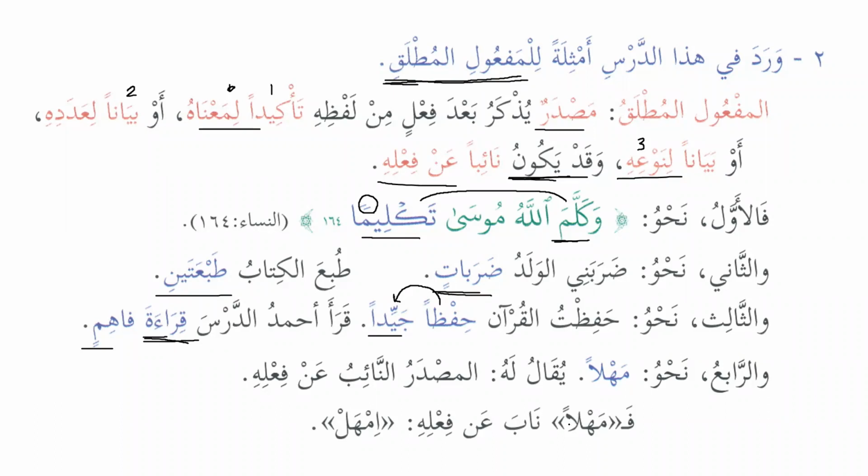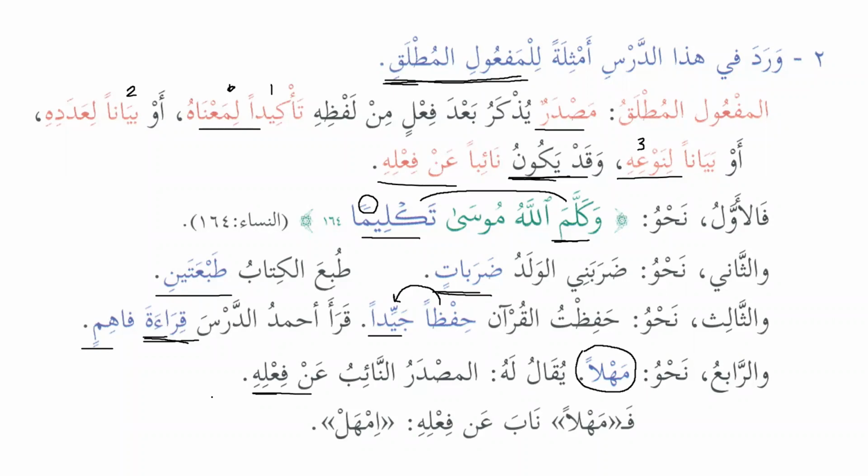والرابع, and the fourth one, mahlan. So when we say mahlan, yuqalu lahu, it is called al-masdaru an-naibu an fi'lihi, that basically this masdar is the deputy of the verb. What does it mean? فَمَهْلًا نَابَ عَنْ فِعْلِهِ إِمْهَلْ. So now what happens over here? The verb has been dropped, it has been omitted, and the masdar has been used, and the masdar itself communicates the meaning of the verb, which is amhil. So that's why we call it al-masdaru an-naibu an fi'lihi, that it becomes the deputy of its own verb.